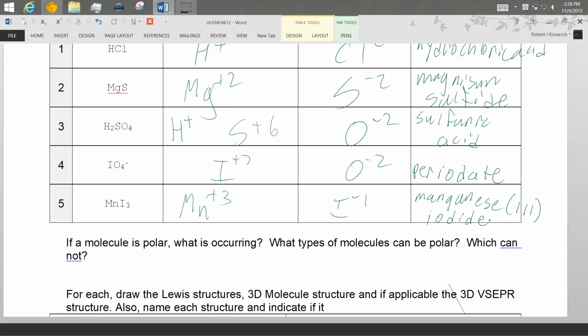If I just wrote manganese iodide as the name, what formula would you pick? You wouldn't know what to pick, right? Because manganese has lots of different options. So you have to physically state which one of the options it is. How come I didn't have to do that with the magnesium? Because there's only one option. So I didn't have to say magnesium 2 because it's always 2. I do have to say it with the manganese because the manganese has like 7 different possibilities.